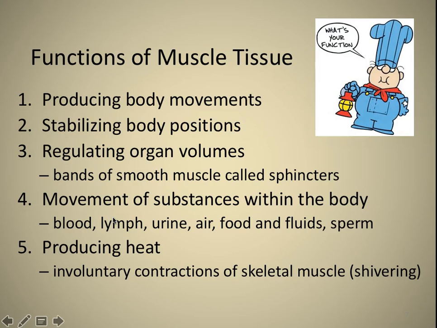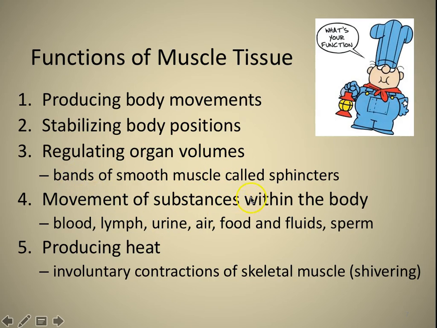So just talking about some of the functions of muscle tissue. So we've already mentioned that they produce body movement. They help stabilize your body position. So the fact that you are sitting upright is because muscles in your back and the back of your neck are contracting, keeping your head upright and sitting upright. If all of a sudden they were to relax, you would slump forward. They help regulate organ volumes. So for example, your blood vessels can contract, decreasing their volumes, or expand. So this would be more the job of involuntary smooth muscle.